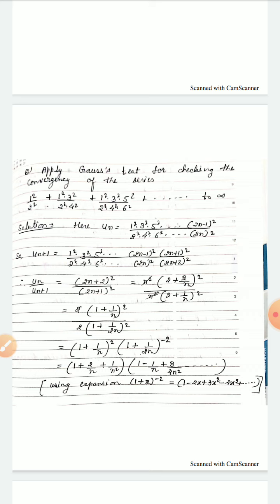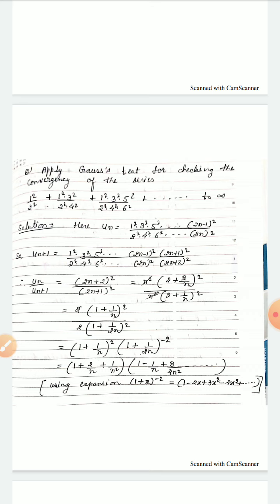So here uₙ is (1² × 3² × 5² ... (2n−1)²) divided by (2² × 4² × 6² ... (2n)²). So replacing n by n+1 in the above expression, we will get uₙ₊₁ is (1² × 3² × 5² × (2n−1)² × (2n+1)²) divided by (2² × 4² × 6² ... (2n)² × (2n+2)²).